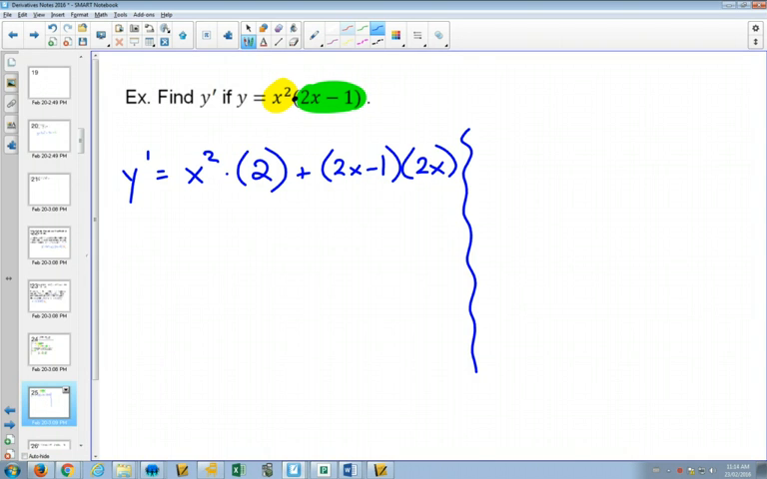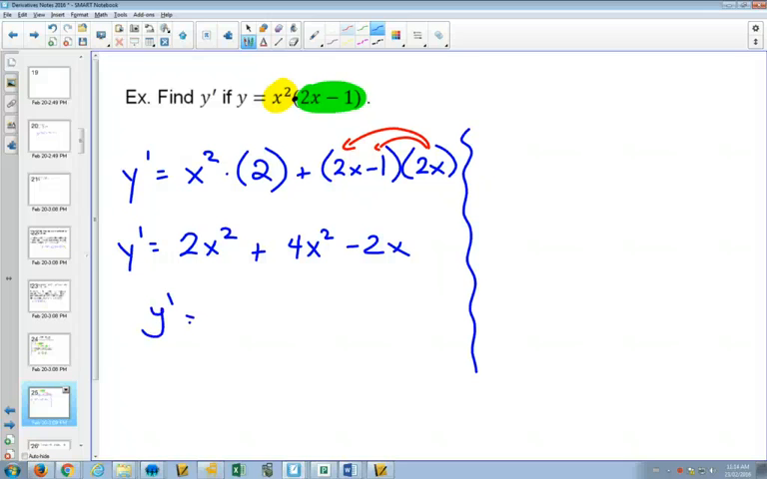Now, if we weren't asked to simplify anything, this would be done. If we were asked to simplify things, well, this will be 2x squared. If I distribute this 2x all the way through, I'm going to get plus 4x squared minus 2x. Combine my like terms, and I get 6x squared minus 2x.